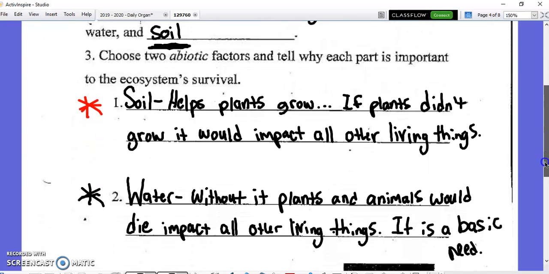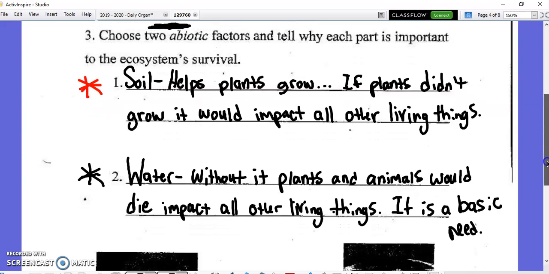and water. The way soil is factoring in as an important part of ecosystem survival is that it helps plants grow. If plants didn't grow, it would impact all other living things. Water is another abiotic factor that impacts ecosystems. Without water, plants and animals would die because water is a basic need of all living things. All living things need water and they need food.